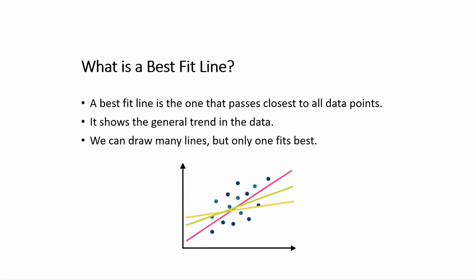Then in the next slide, what is the best fit line? When we plot data on a graph, the points are usually scattered. There can be many lines, but only one is closest to most of the points. That line is called the best fit line. Here we can see in the diagram, it shows the average trend of the data.